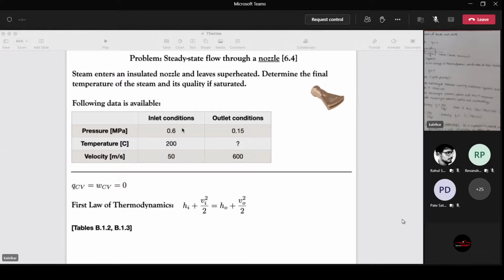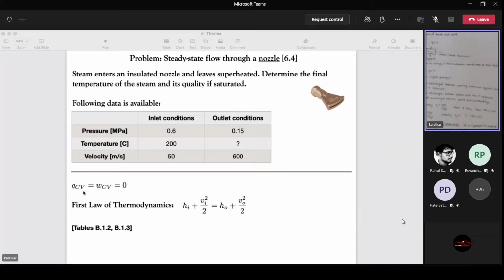Okay. So how would we do this problem? Firstly, what is asked for? Find the temperature of steam and its quality if saturated. So, I mean, the question is redundant, right? Because if you are saying it's saturated, then I know what the quality is, it's 1. So that part of the question is just completely redundant. I need to find the final temperature of the steam.